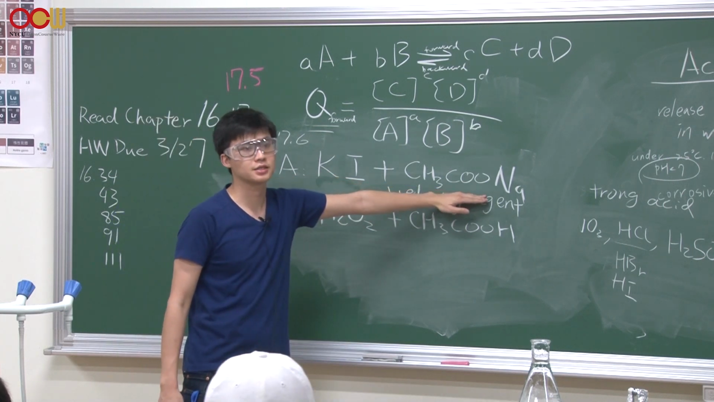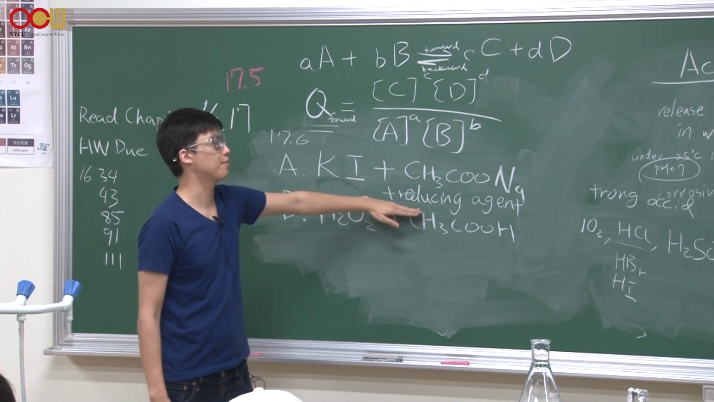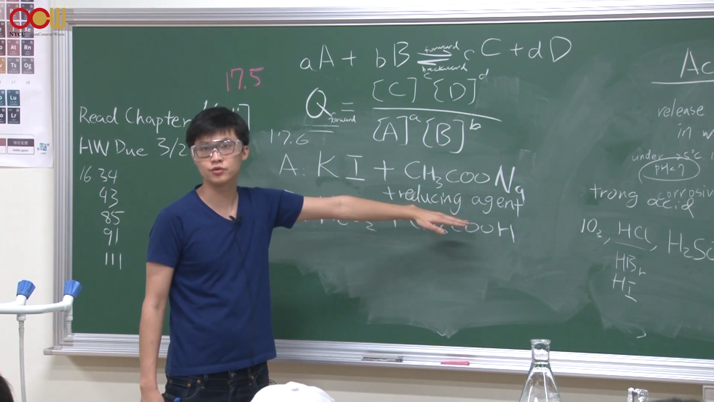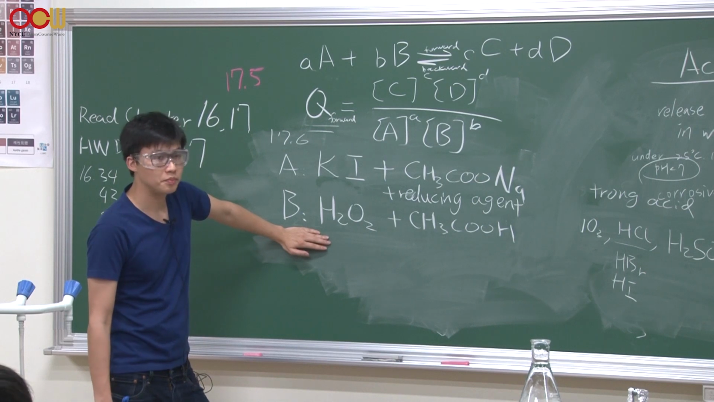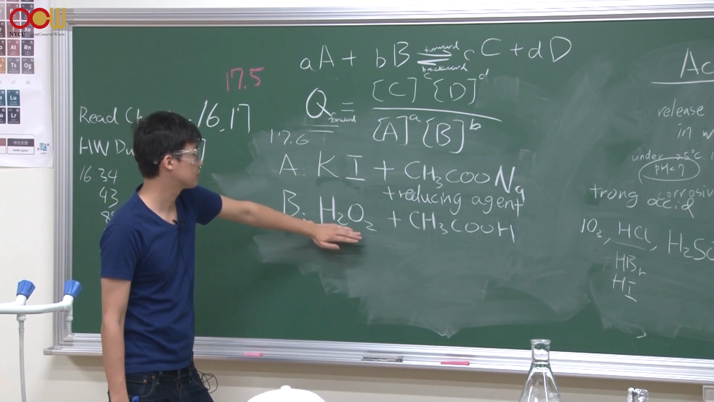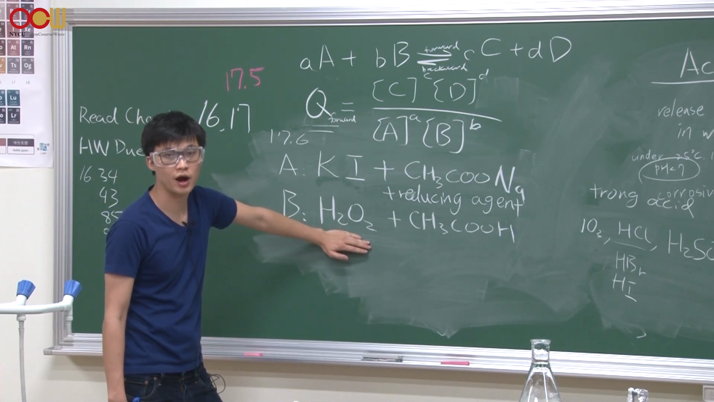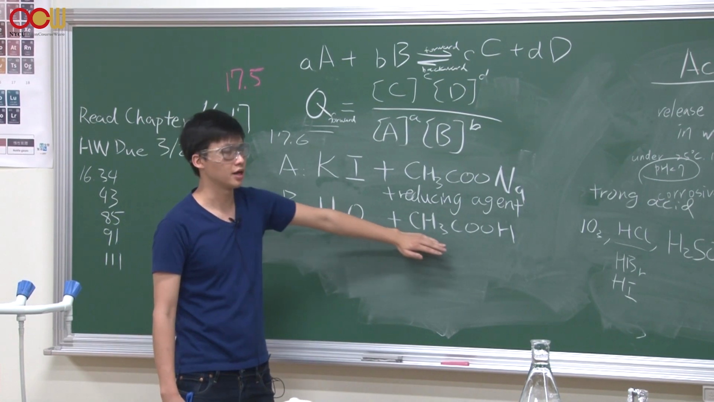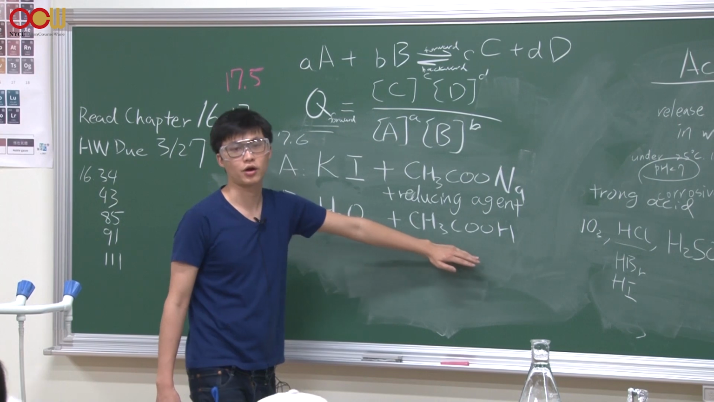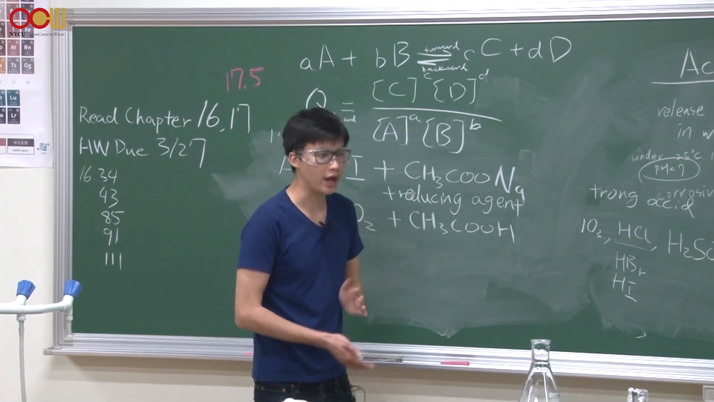You have sodium acetate and a type of reducing agent. I don't want to confuse you guys. It's a reducing agent. It has a reducing power. Solution B would be an oxidant, which is hydrogen peroxide of certain concentration, and acetic acid, and water, of course. So these two aqueous solutions.